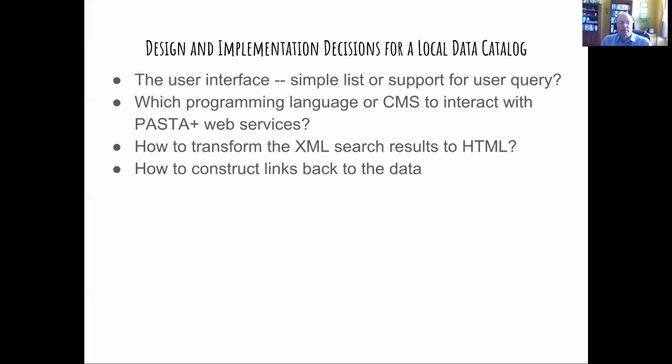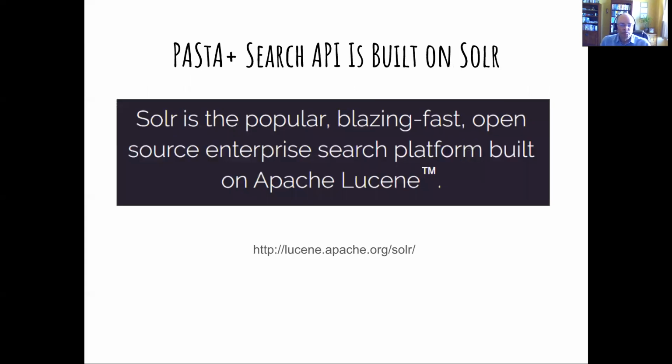I'll return to this topic later, but for right now, I think it's important to get into the details of what all these solutions have in common, use of the Pasta Plus Search API. Regardless of which design and implementation approach you choose, you'll need to know a fair amount about how to construct a query that uses the Pasta Plus Search API. At a minimum, you'll need a query that constructs that fishnet referred to earlier, the one that filters on all the data packages in your local data catalog. So let's look at how to accomplish this.